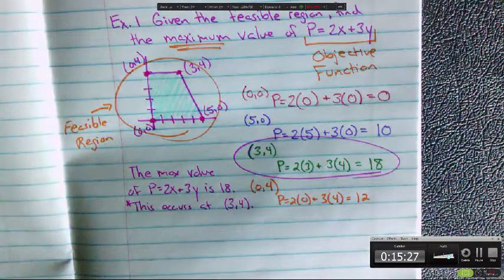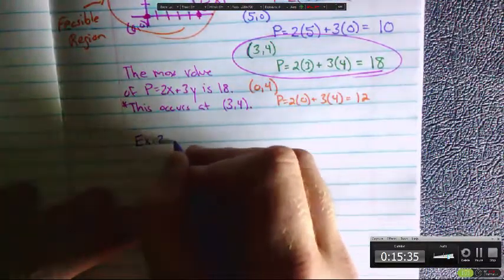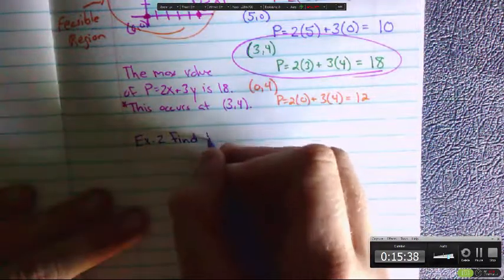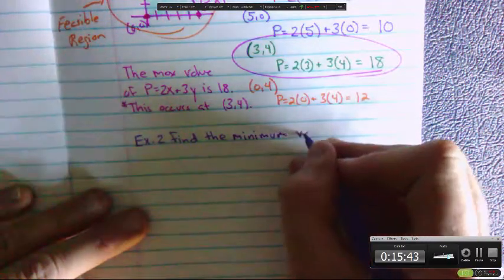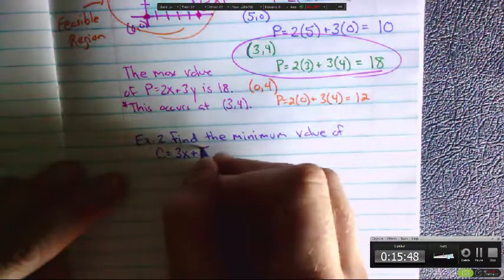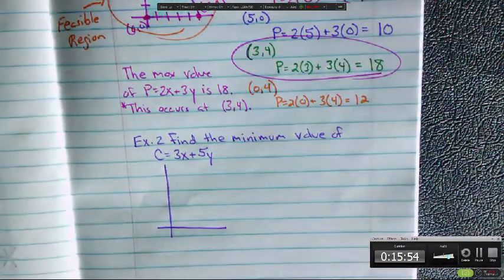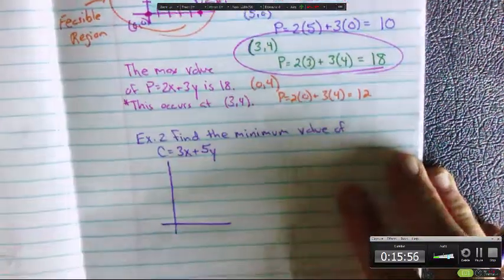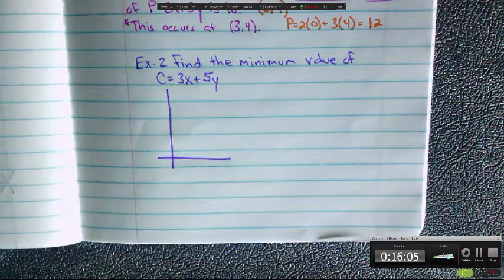Now, example 2. Find the minimum value of C equals 3x plus 5y. Typically, when you're minimizing, in terms of business, a very simple example of something you'd want to minimize would be cost. Cost is something you want to minimize, so we're going to use C for cost.